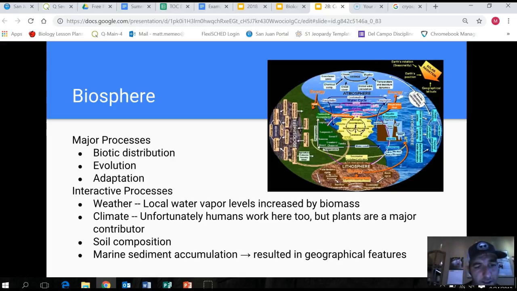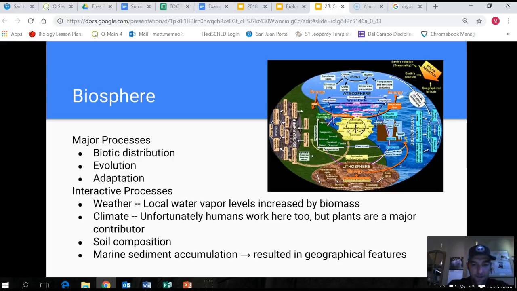Some interactive ones. Believe it or not, biosphere and life on Earth actually plays a part in creating different weather patterns. Local water vapor levels increase by more amounts of biomass. So the more organisms there are, the more mass of life that there is, the more water vapor levels will increase, and the different types of weather. So if we look at the rainforest, okay, we're going to see a lot more rain happening. Again, it's more towards the equator, but also we have more biomass releasing more water vapor. It's kind of a double whammy effect.